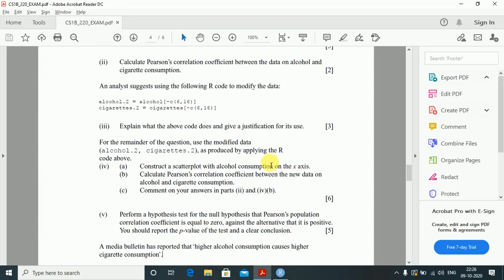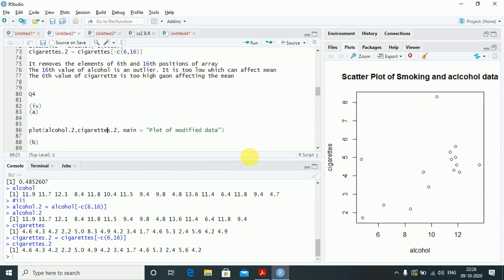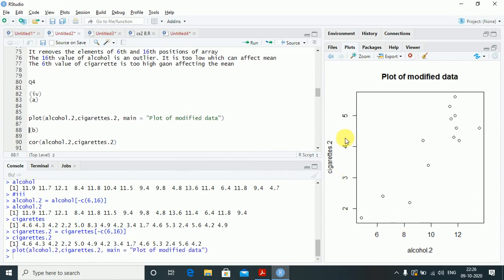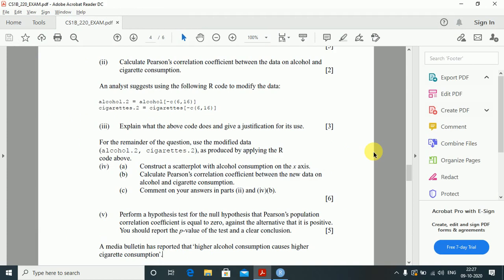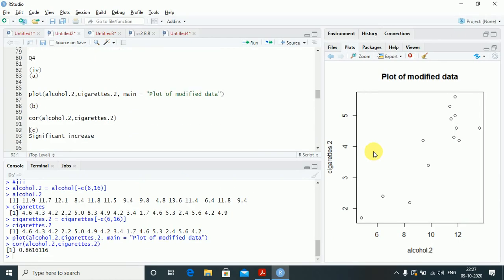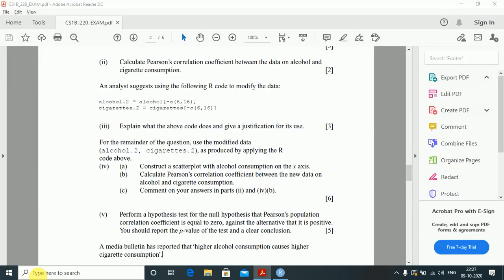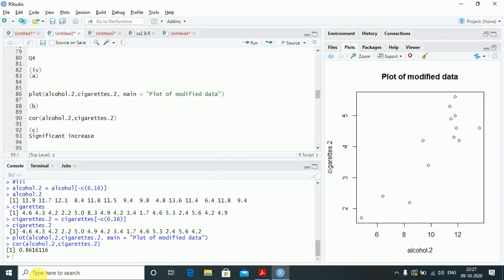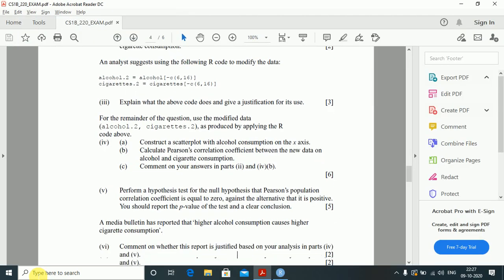For the remainder of the question, use the modified data and construct a scatter plot with alcohol consumption. So now we have alcohol.2 and cigarettes.2. If you see, the points are fairly closer together, so maybe the correlation has improved. Calculate Pearson's correlation coefficient. Now the correlation has increased by a large amount, almost doubled from 0.4 to 0.8, and so on. Comment on your answer. Since the outliers have been removed, the effectiveness of this data has increased, and therefore the correlation between the two variables has increased. Part 5, perform a hypothesis test for a null hypothesis.